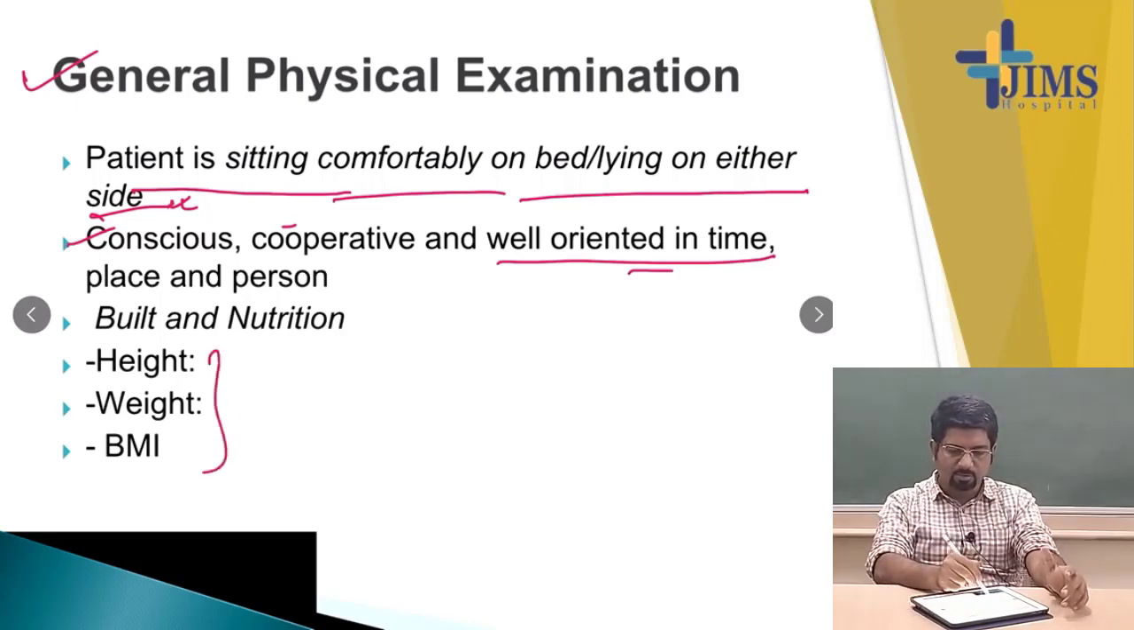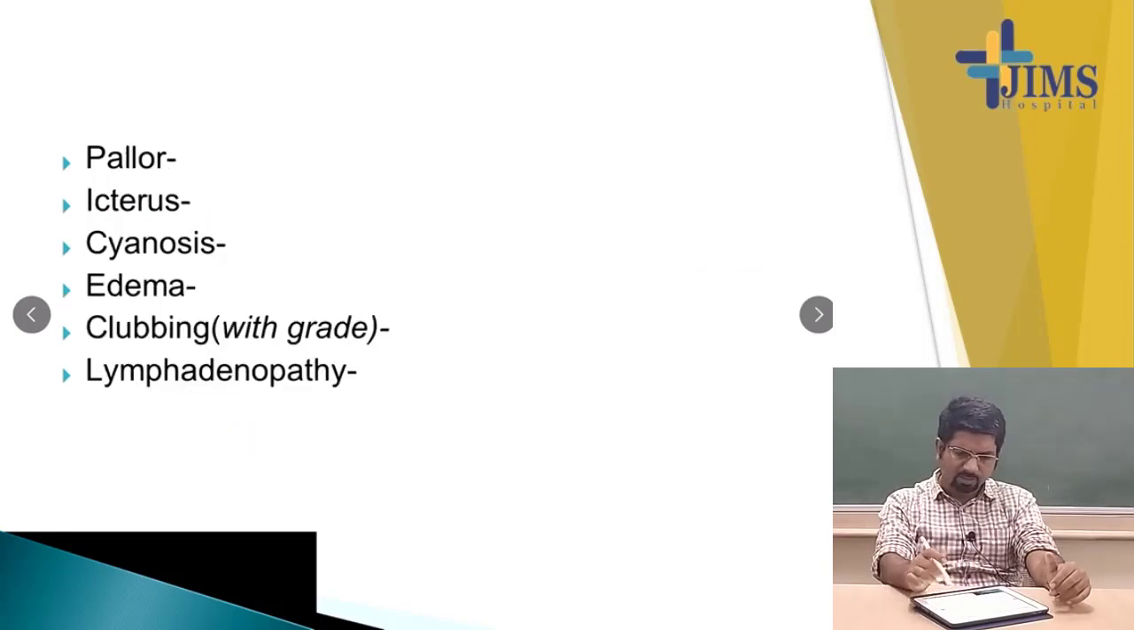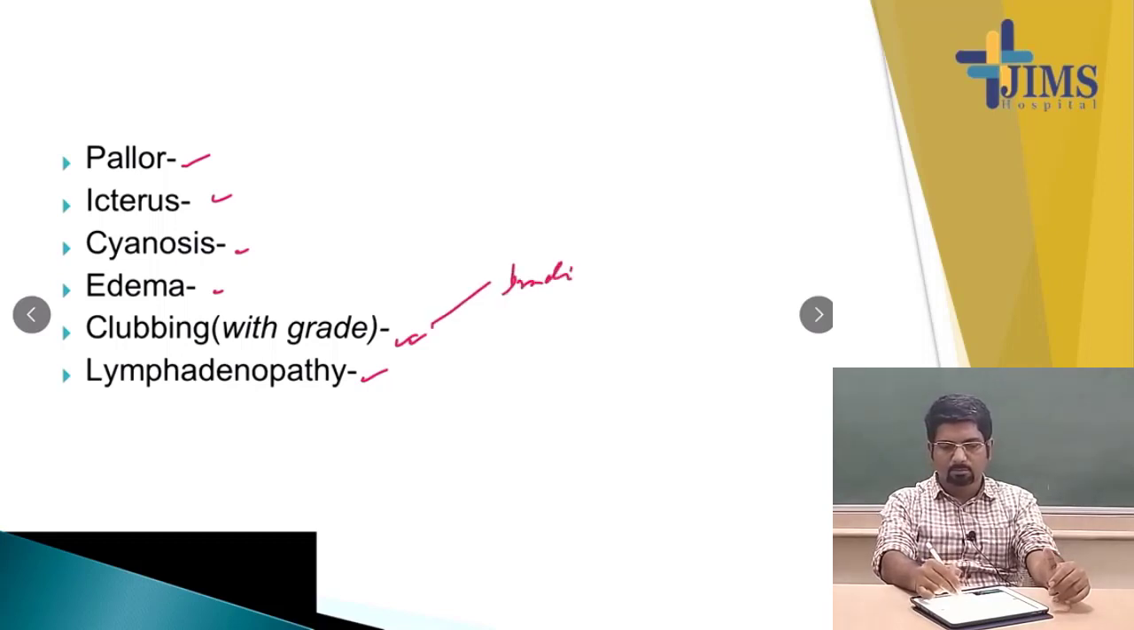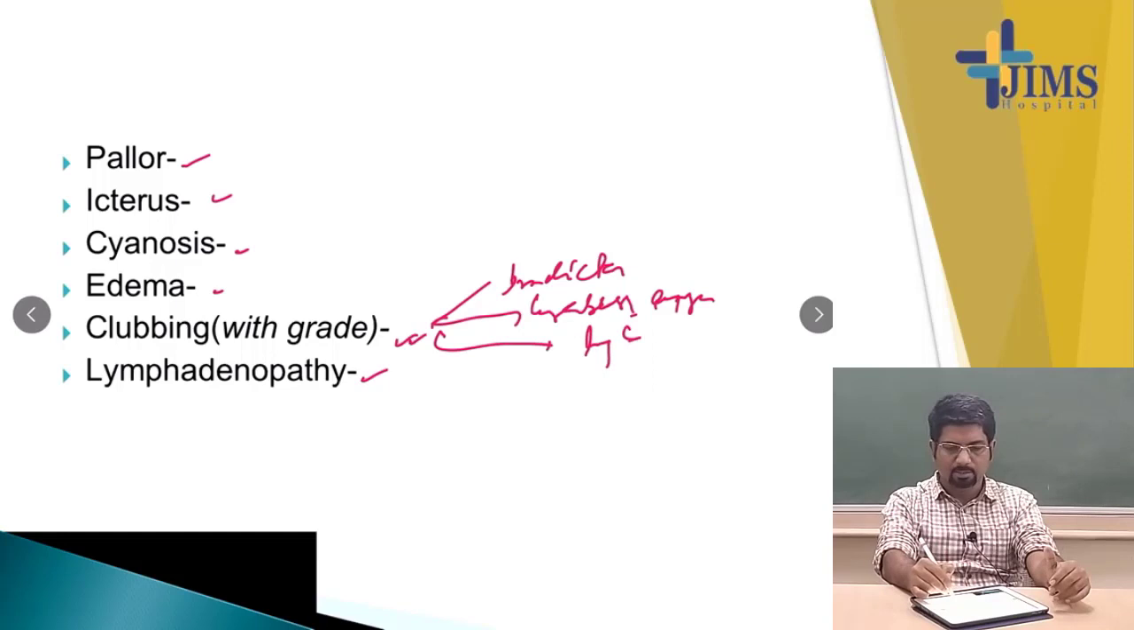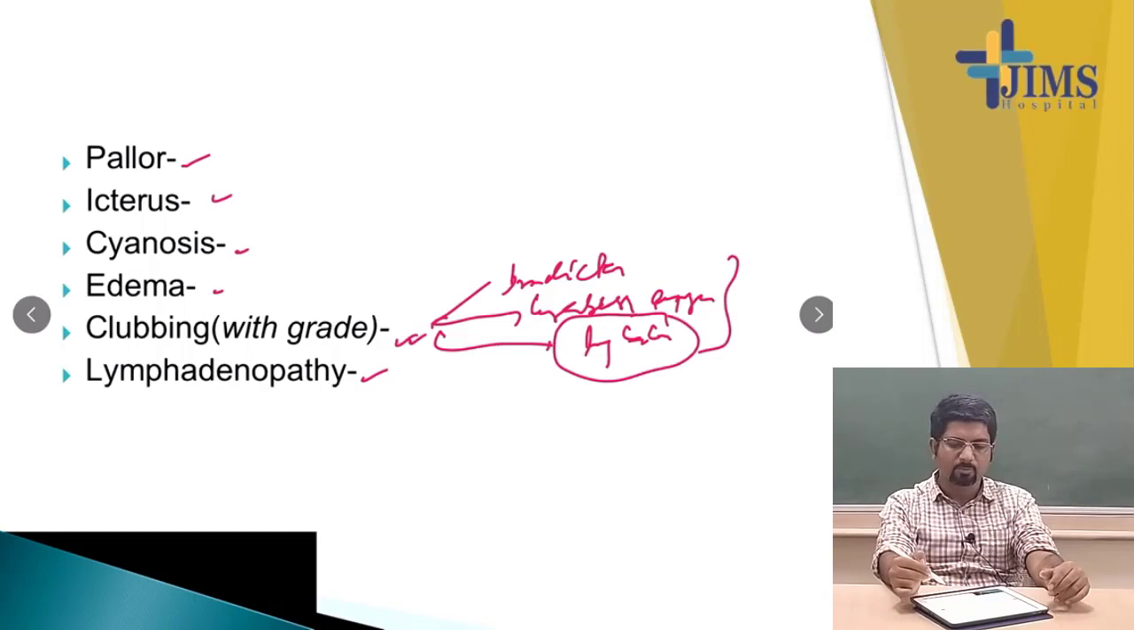And build is very much important, just to know whether the origin is chronic or acute. Note the height, weight, and BMI. Now, like the general survey, there is pallor, icterus, cyanosis, edema. Clubbing is very much important in respiratory medicine, particularly in chronic cases like bronchiectasis, lung abscess, empyema, and lung cancer, where you can see clubbing. At the same time, in lung cancer there is hypertrophic osteoarthropathy and lymphadenopathy. Lymphadenopathy means checking the cervical, axillary, and inguinal lymph nodes.